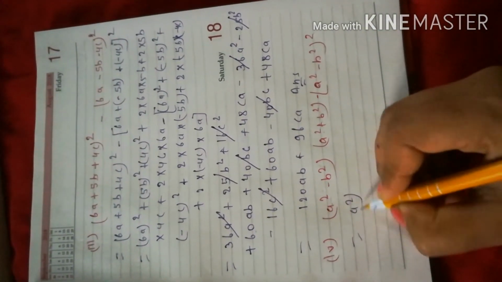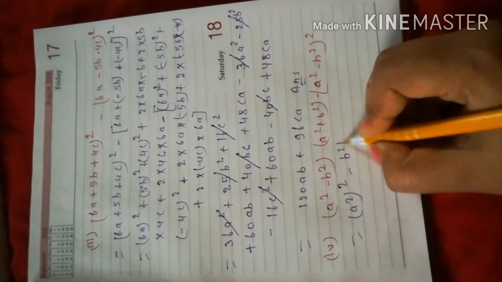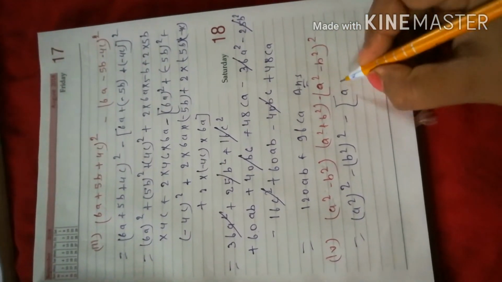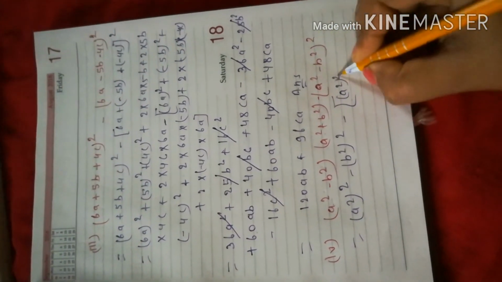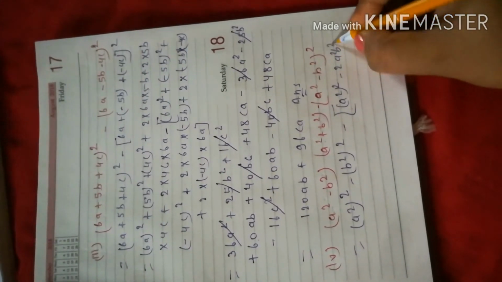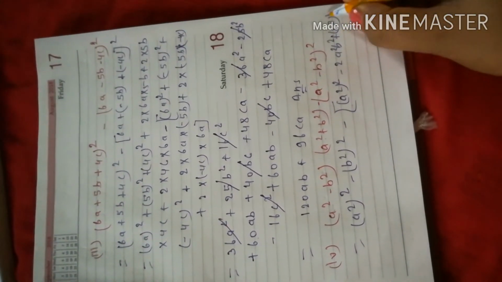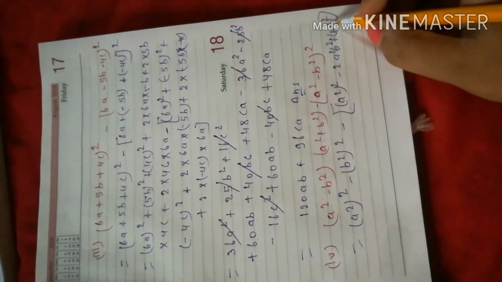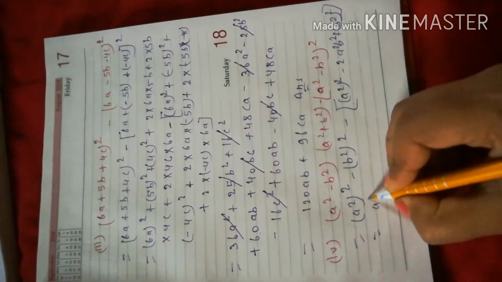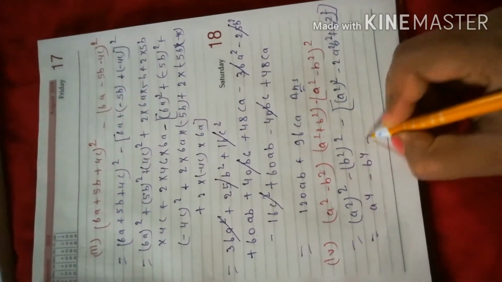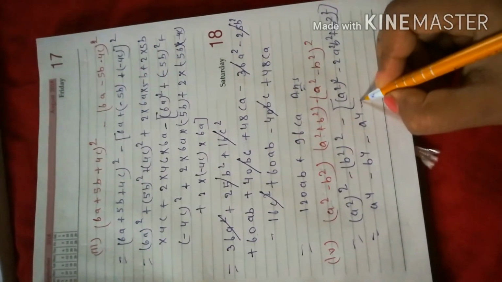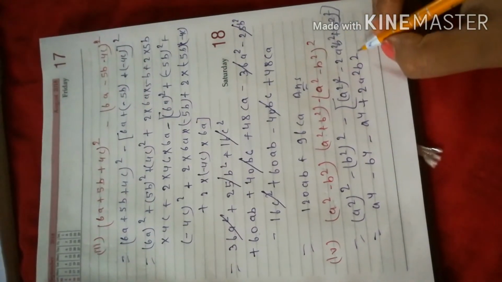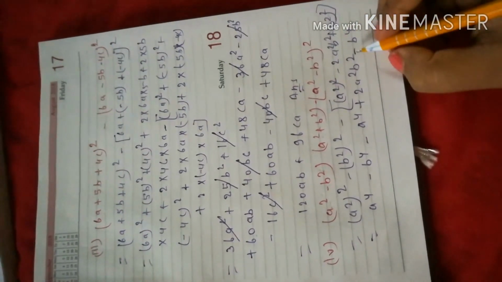We can use the identity a square minus b square. Minus sign here a minus b whole square. So we can write a square minus 2a square b square plus b square. Minus 2a square b square, not to minus 2ab plus b square. So we can write a to the power 4 minus b to the power 4 minus a to the power 4 plus 2a square b square minus plus minus b to the power 4.